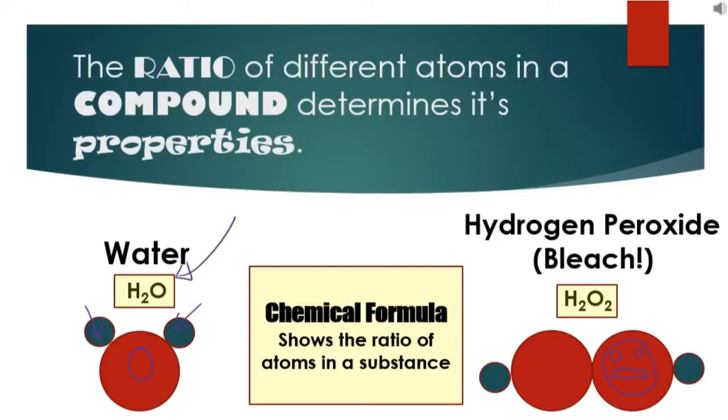Bleach, because it has that extra oxygen added, is called H2O2, because it says we have 2 hydrogens joined to 2 oxygens. So that chemical formula, in essence, is the recipe that tells us what that substance is made out of. Not just the different types of atoms it has, but how many of each. That is really important.